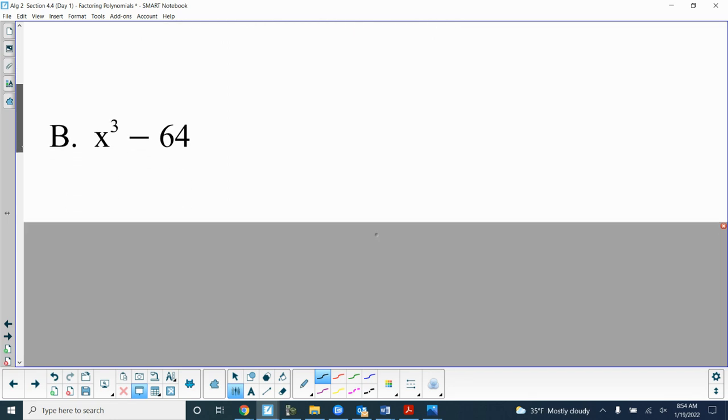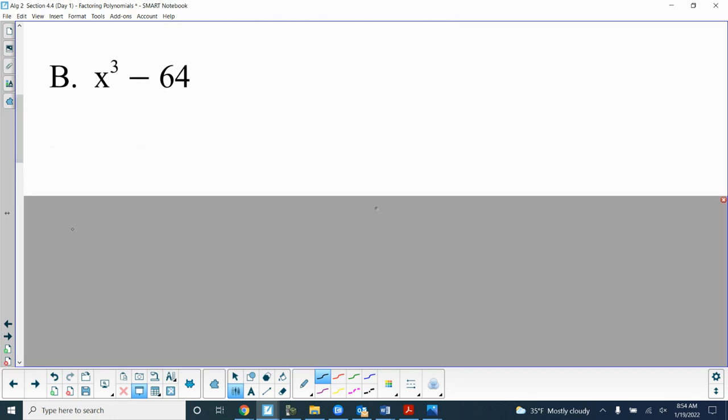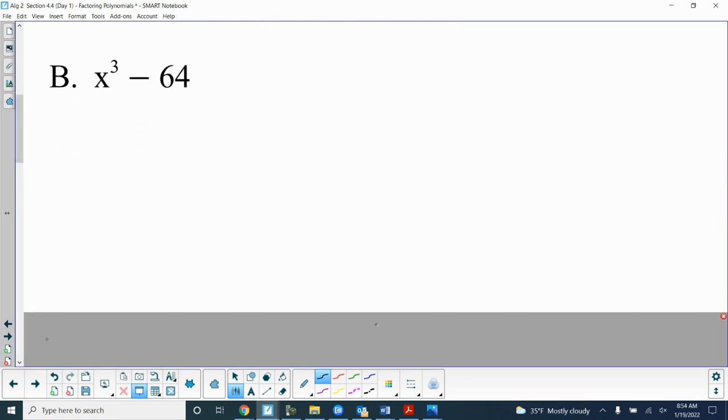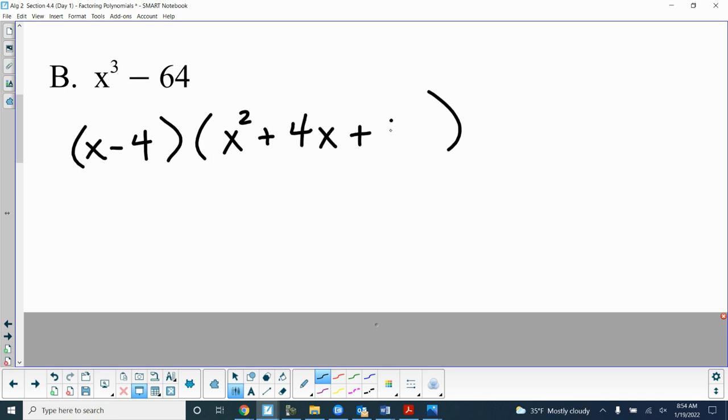Okay. So we already said 64 was a perfect cube, right? What's the cube root of 64? 4, right? Yeah. So we know it's x minus 4. Who can tell me what the trinomial is? X squared. Good. Say that again, Connor. X squared plus 4x plus 16.